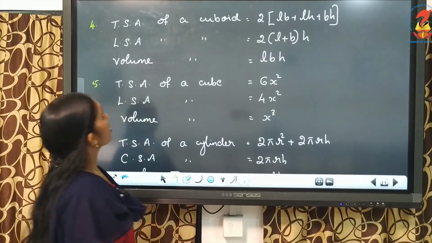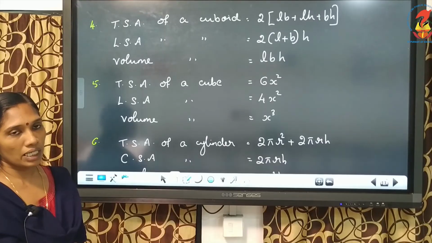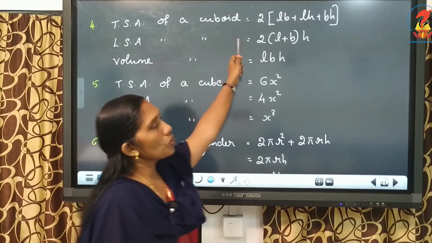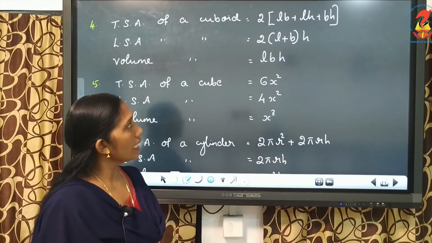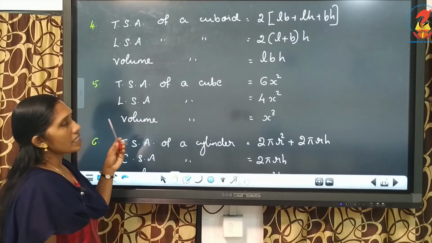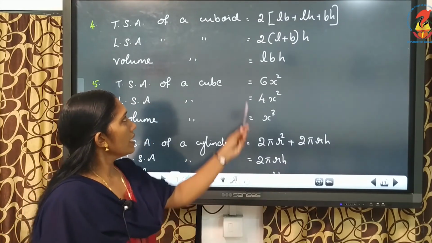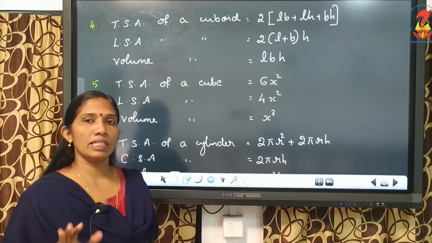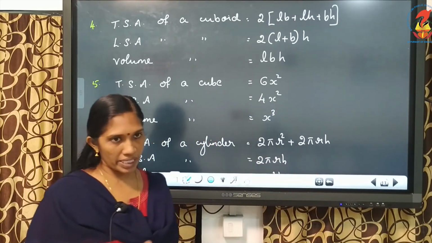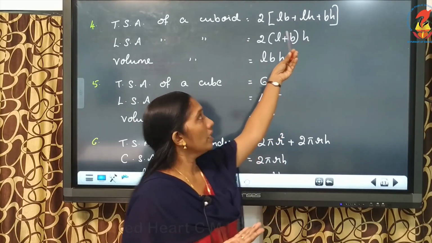Now for solids, TSA means total surface area of a cuboid. How many faces are there? 4 lateral faces and 2 bases. So TSA means 2 times L into B plus LH plus BH. L is the length, B is the breadth, and H is the height. Then what is LSA? The lateral faces are 4, so that is lateral surface area. The basic formula is base perimeter into height. Base is in the shape of a rectangle, so perimeter is 2 into L plus B, into H. So that is the LSA.